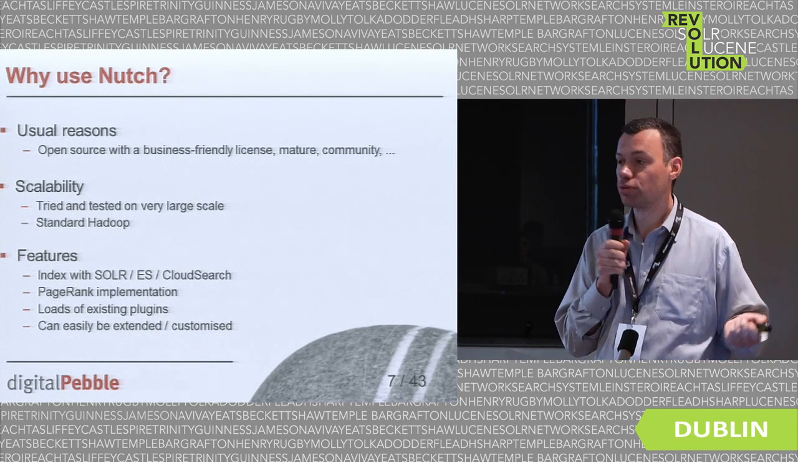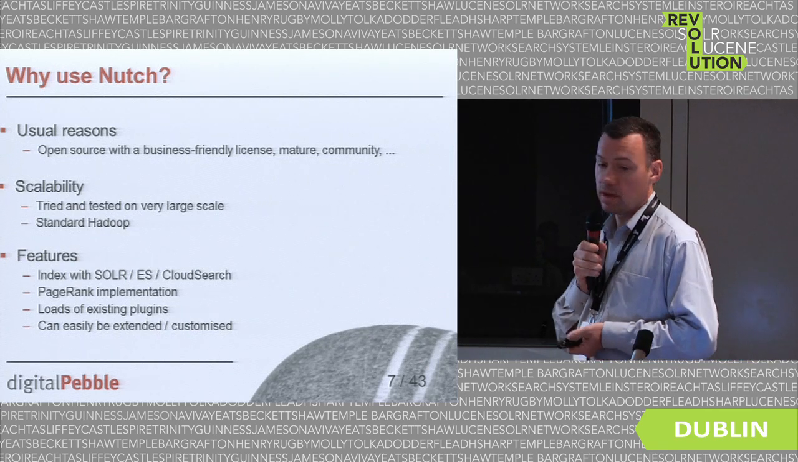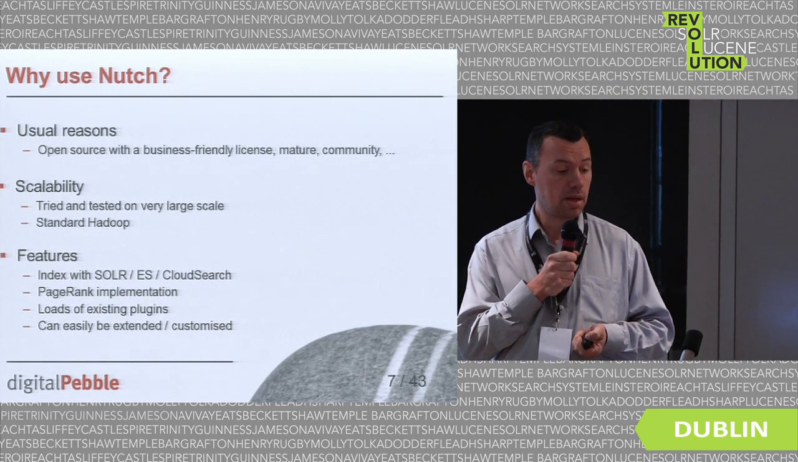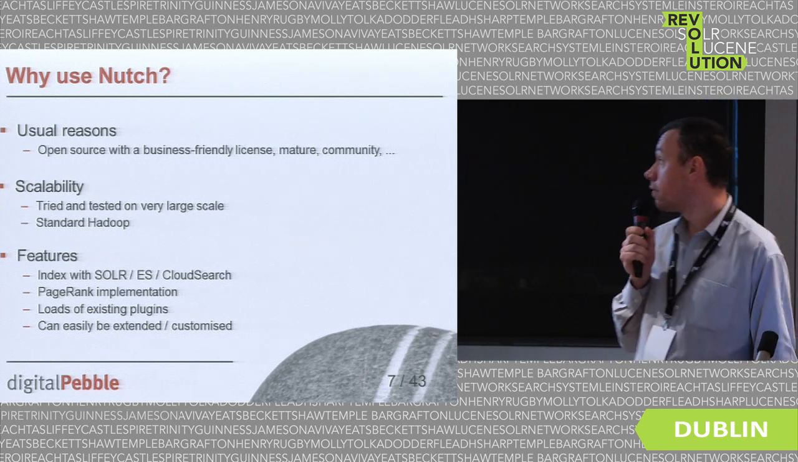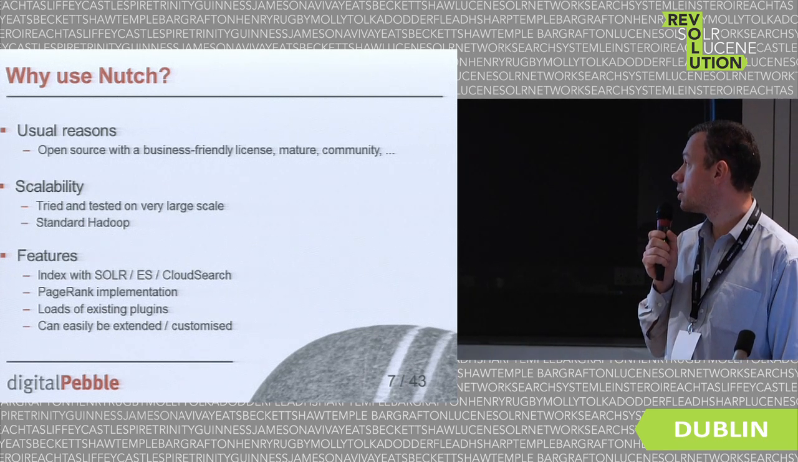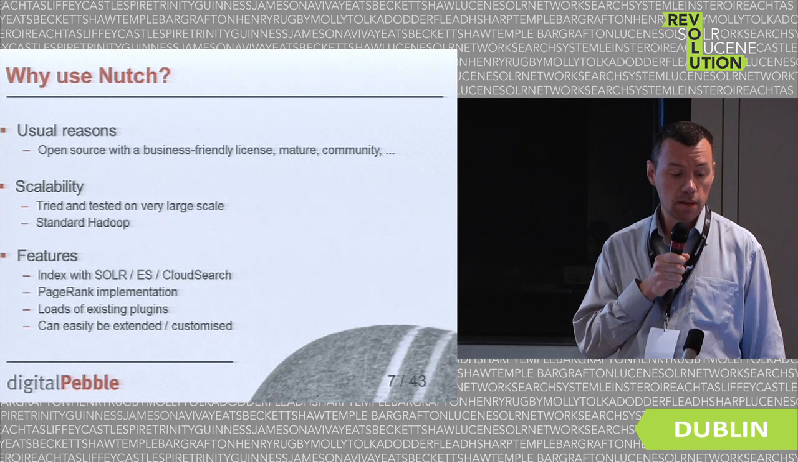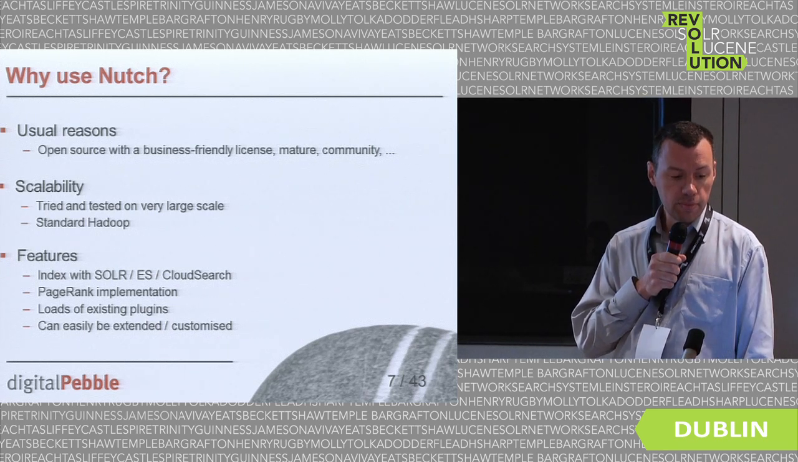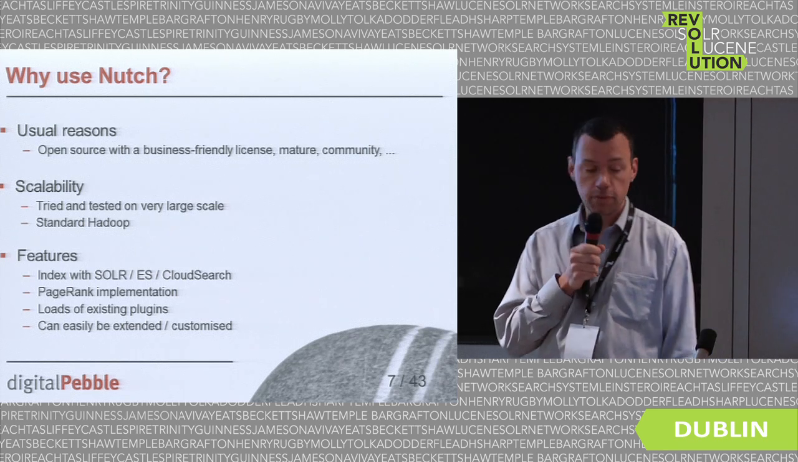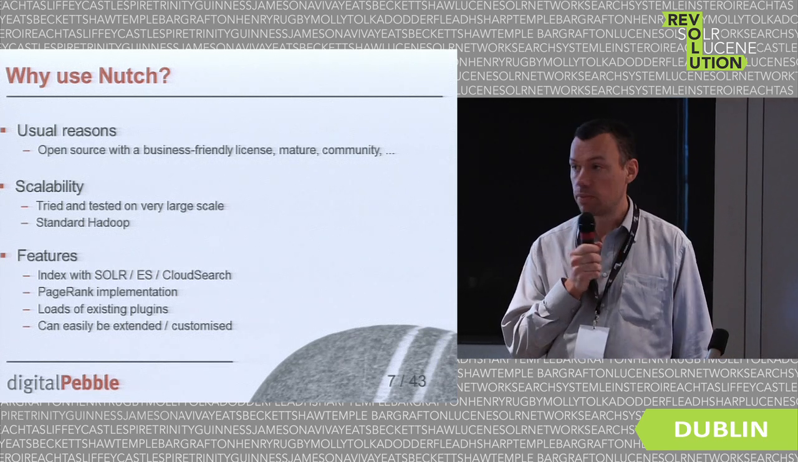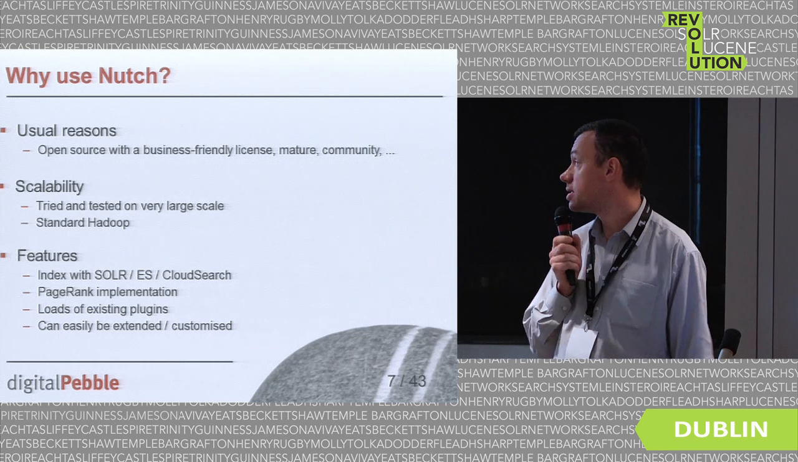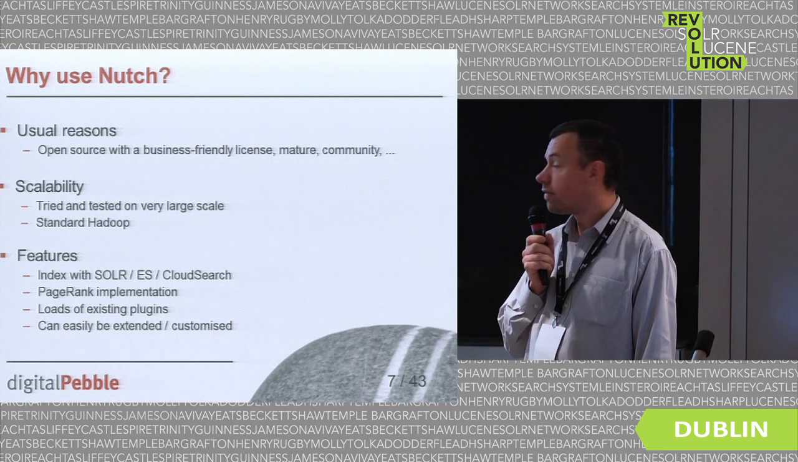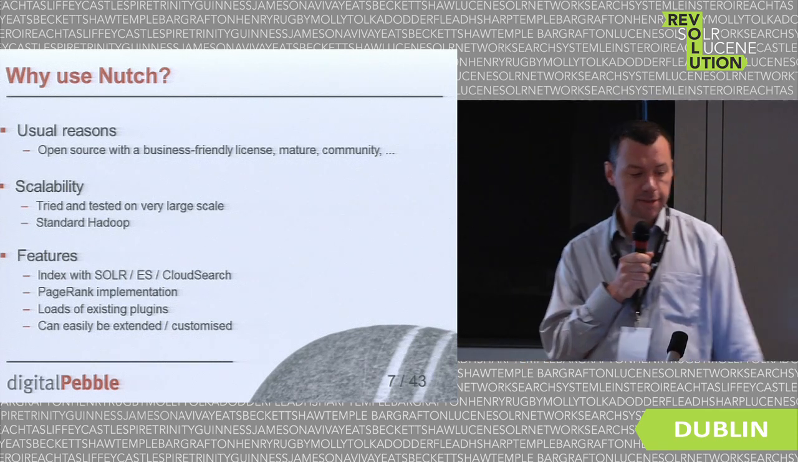So why do people use Nutch? Well, the usual reasons: it's open source. The Apache license is quite business friendly. It's mature. It's been around for over 10 years, so it's quite stable. There's an active community of users and developers. But there are other tools that you can use for crawling. Where Nutch really stands out is that it's been used on a very large scale, as we'll see a bit later.